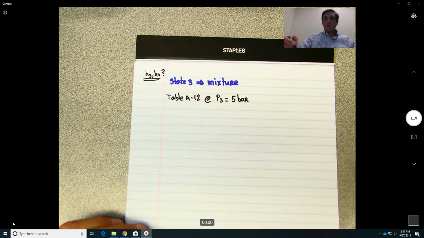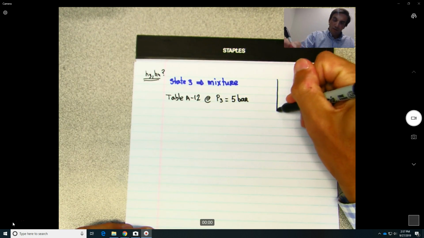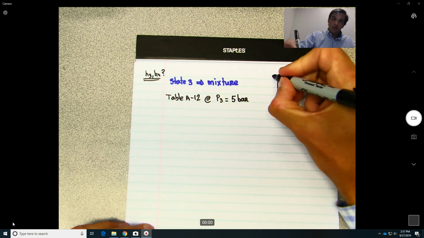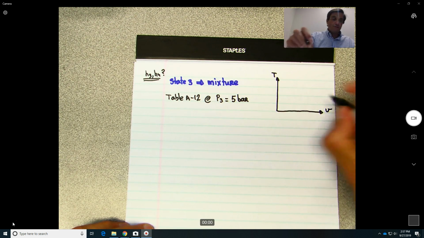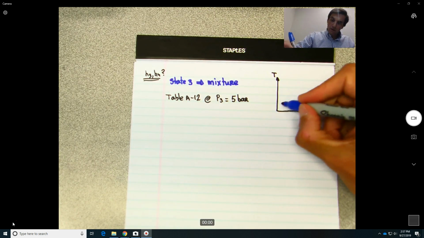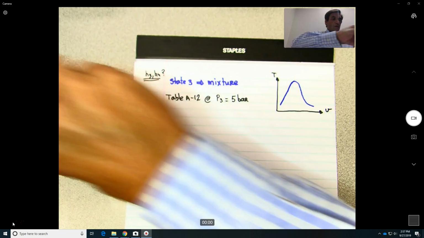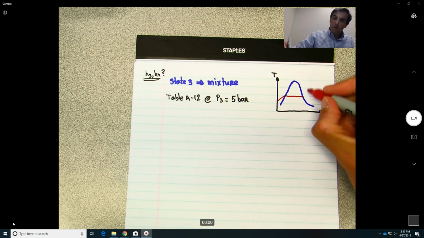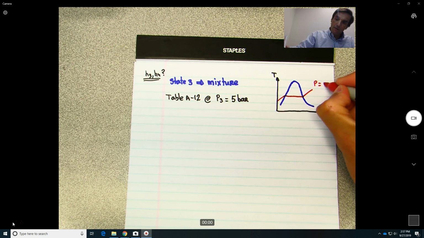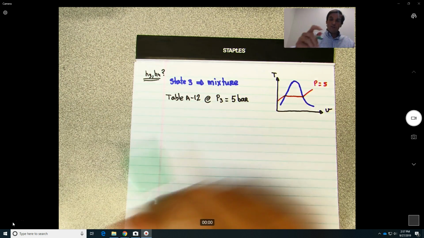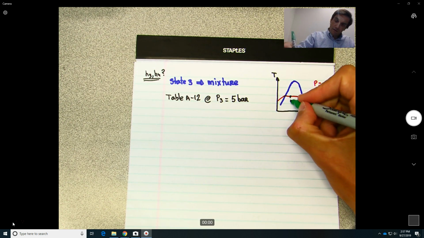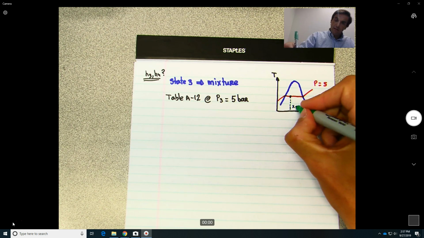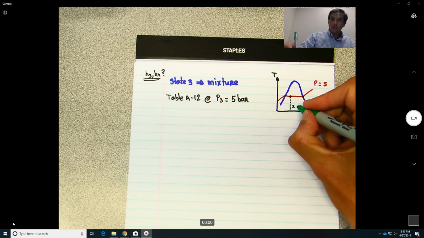5 bars. So if you want, let me try to do a little figure. A T-v diagram would probably be the easiest one. We are on a line of constant pressure, which is 5, and initially we are somewhere over here. I'll try to find here where this is. X3 is given to us as equal to 0.2.